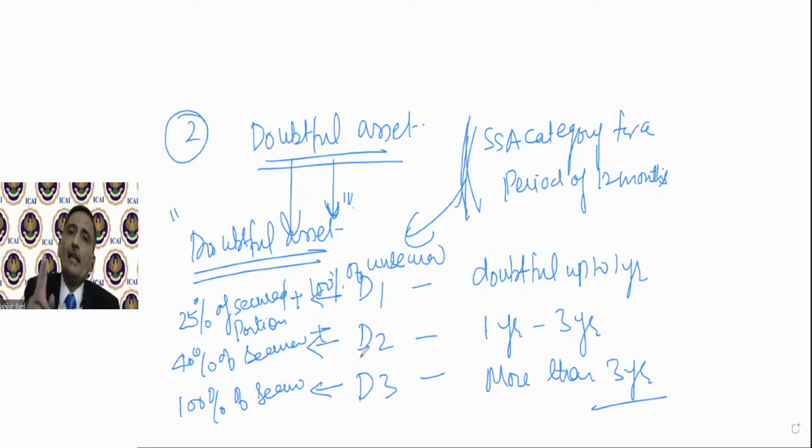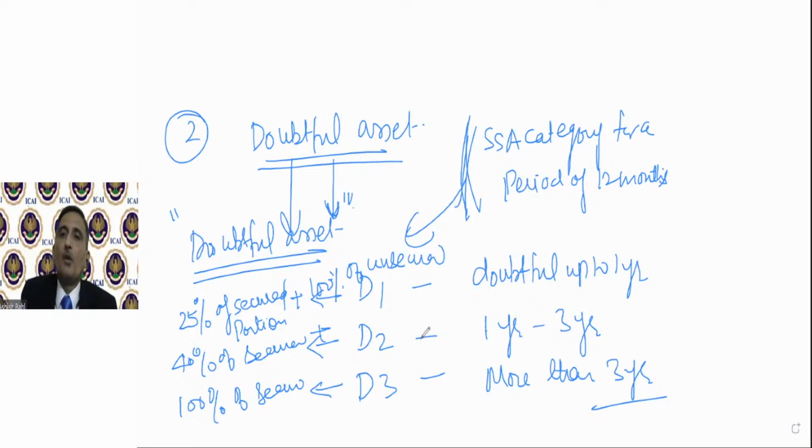Okay, and in D1 category, provisioning of 25% of the secured portion plus 100% of the unsecured. In D2, 40% of the secured portion plus 100% of the unsecured. In D3, 100% of the secured plus 100% of the unsecured, meaning full provision. Okay. Clear, guys?